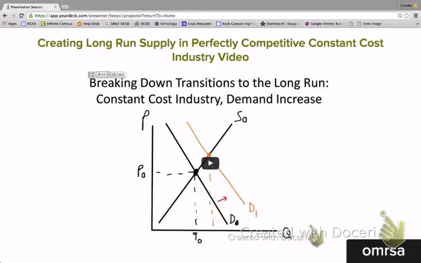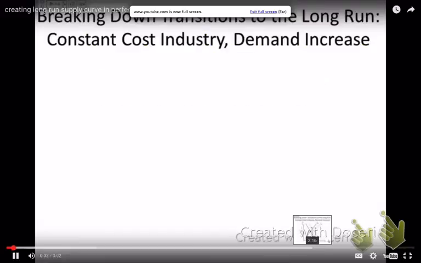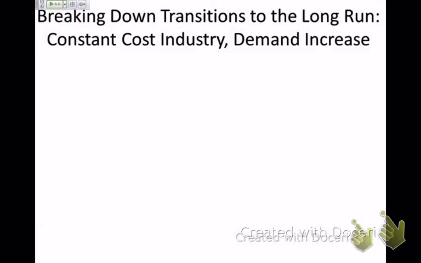Here is a video that you can watch entitled Creating Long-Run Supply in a Perfectly Competitive Constant Cost Industry. That we did in class today in order that you can look at them animated and hopefully they make some sense. So let's get started.